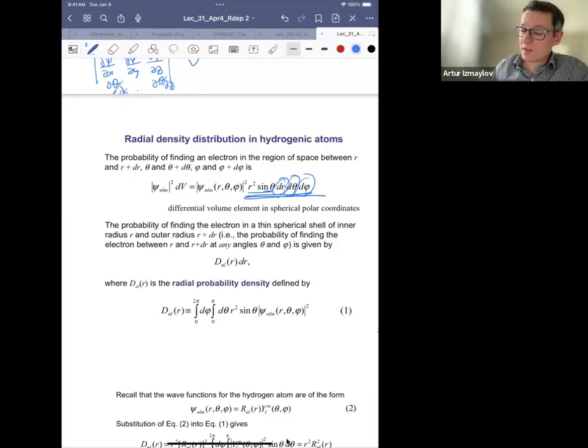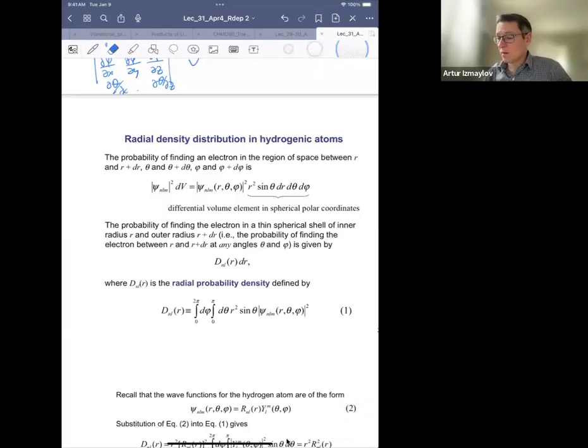So the infinitesimal elements of the electron density will be a function absolute square times the element of the volume. But this element of the volume in the spherical coordinates is written like this.